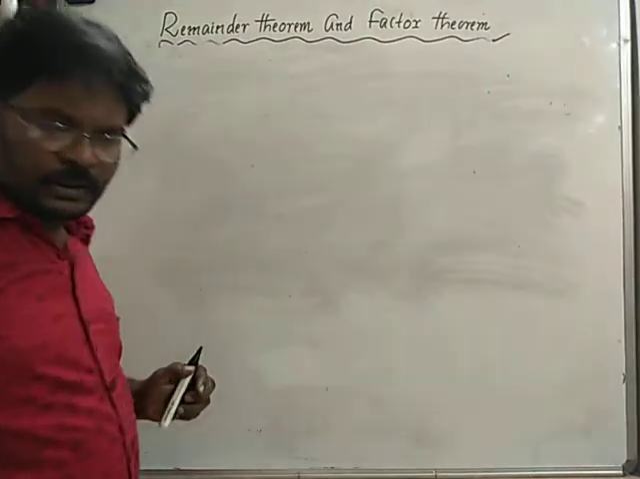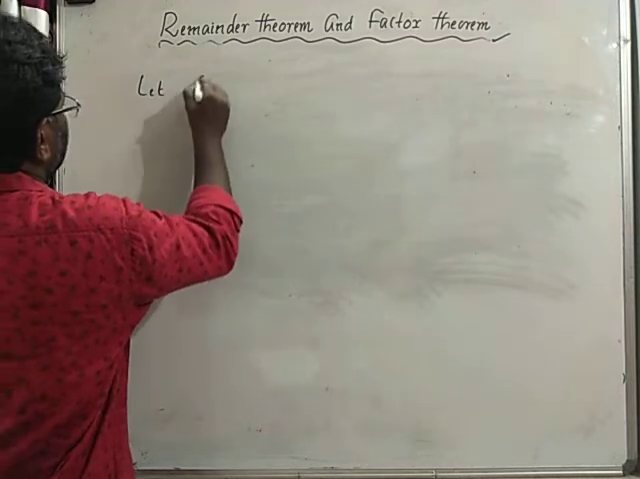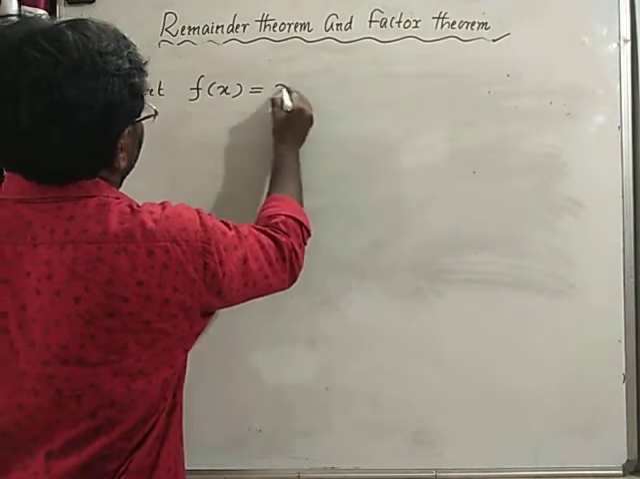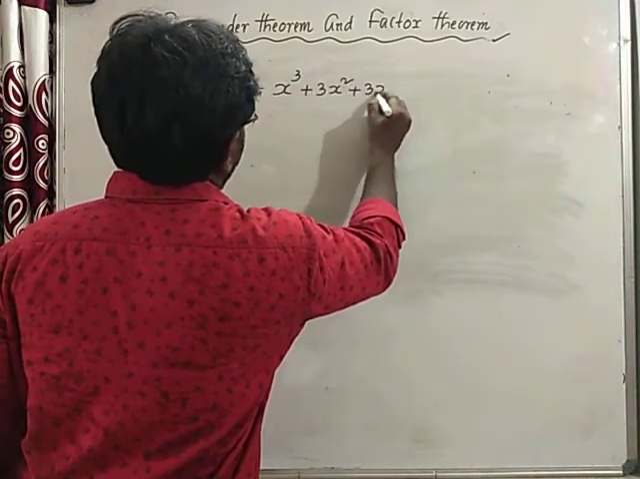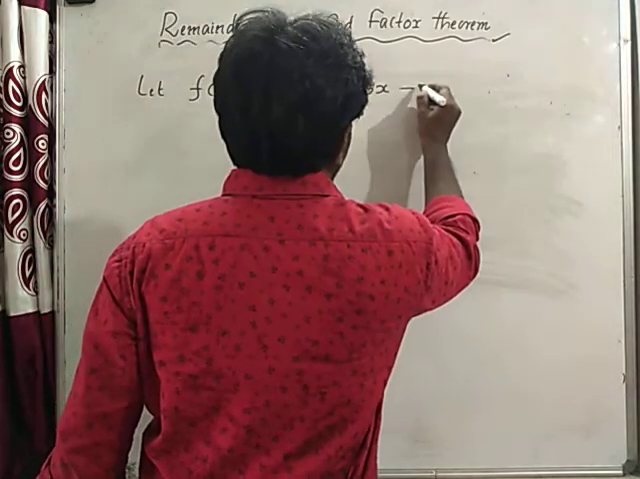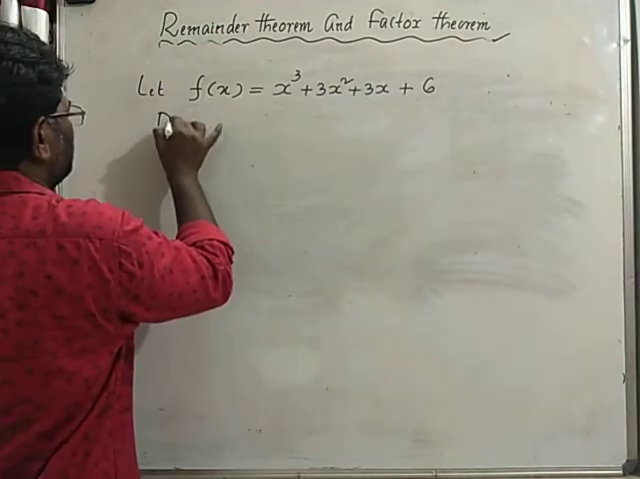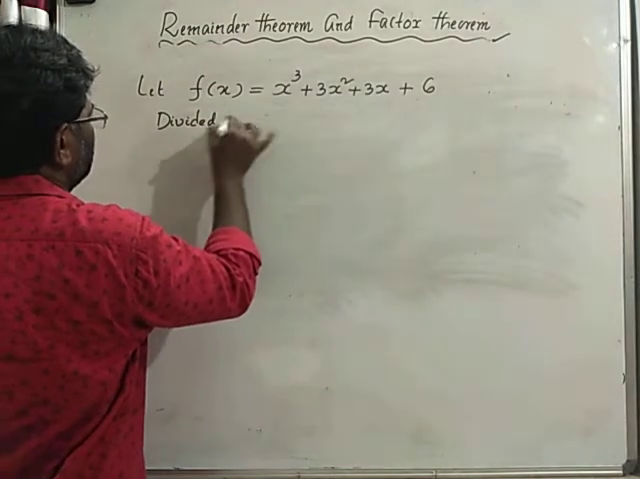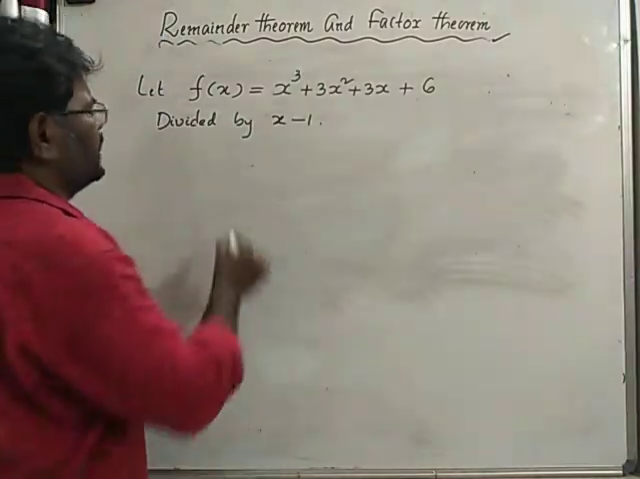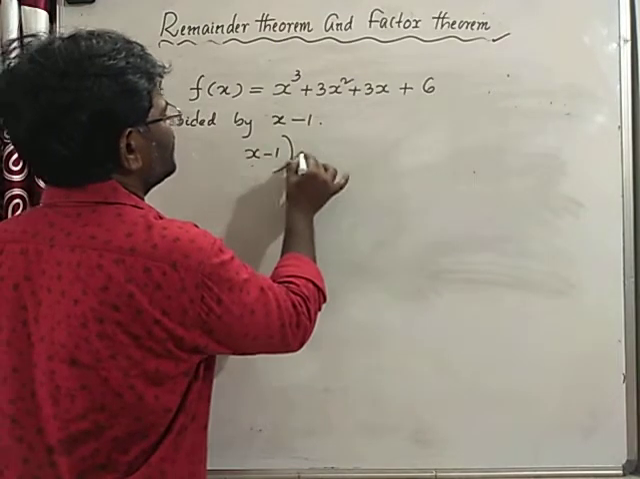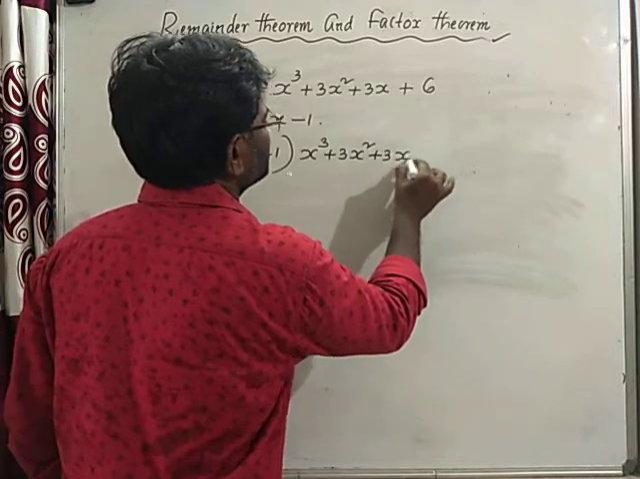See, I am taking one polynomial. Let me take f of x is equal to x cube plus 3x square plus 3x plus 6, divided by x minus 1. See what will happen. x minus 1, x cube, 3x square, 3x plus 6.